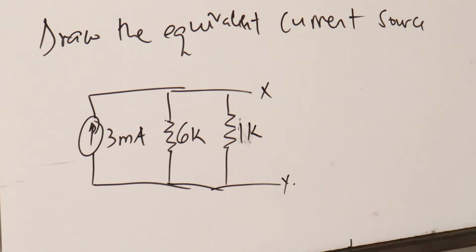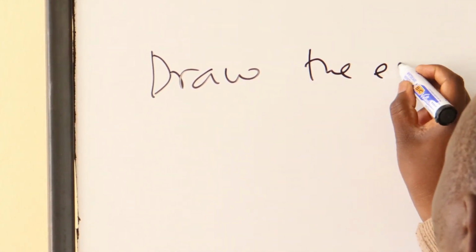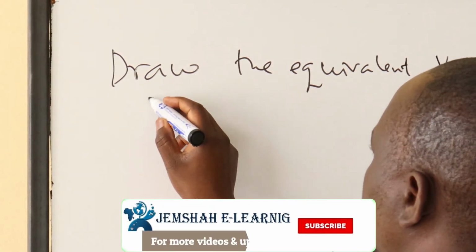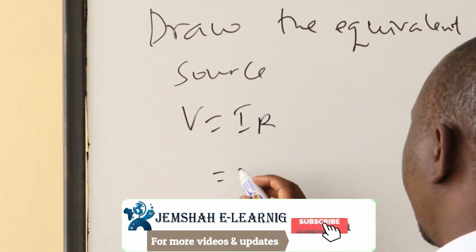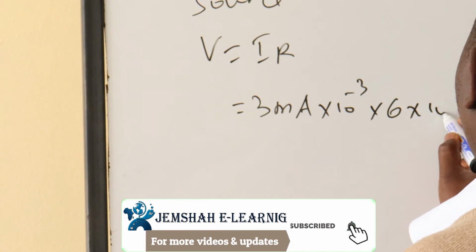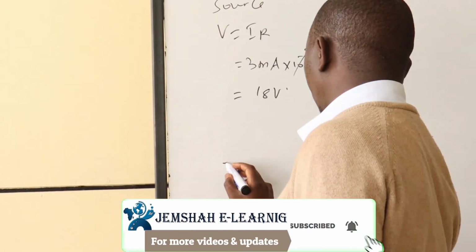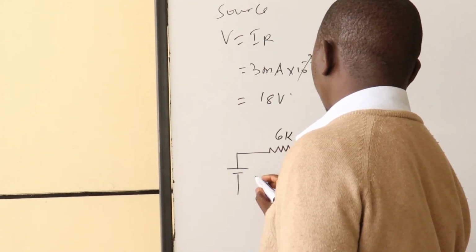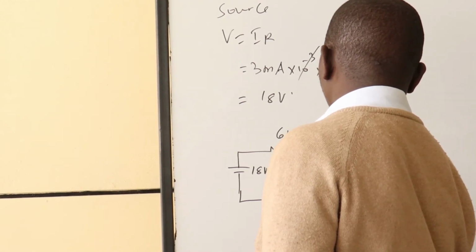If you're going to draw the equivalent voltage source, V is supposed to be IR. I is given as 3 milliamps, 3 times 10 power minus 3, times 6 times 10 power 3. So this and this cancel, we shall have 18 volts. We draw the equivalent voltage source. This is 6K, this is 18 volts. We shall have our resistor here as 1K.